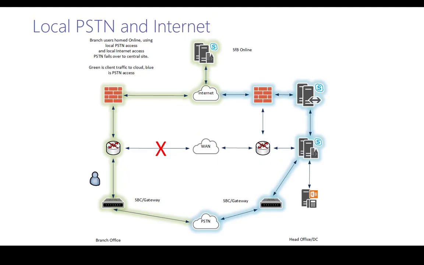If you have both local PSTN and internet, what's going to happen now is your green traffic for that user is going to go up to Skype for Business Online, and it'll make it there. But now your SIP traffic to get from the Skype for Business Online servers to your on-prem mediation server and out to the gateway, which is in blue here, is going to have to come down through the branch office, into head office, and out through the head office gateway. So even though you've got a wide area network outage going on here, your user is still able to reach the cloud, and the cloud servers are still able to reach back to your on-prem servers and reach the PSTN.